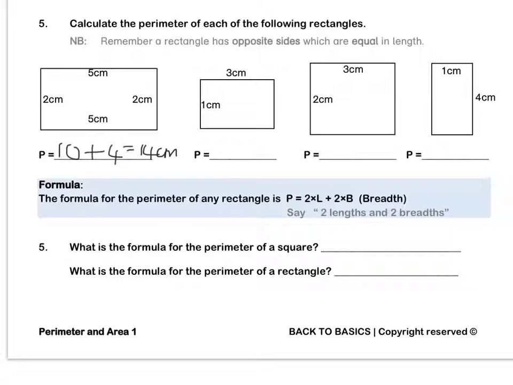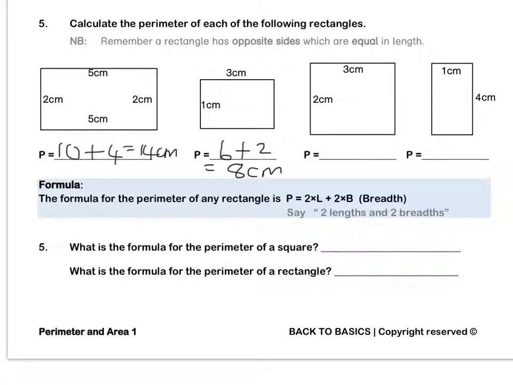Let's do this one together. Our length is 3 centimeters and there are 2 of them, so it's 6, plus the breadth is 1 centimeter, there are 2 of them, so it's 2, so our perimeter in total is 8 centimeters. Press pause to complete question 5.